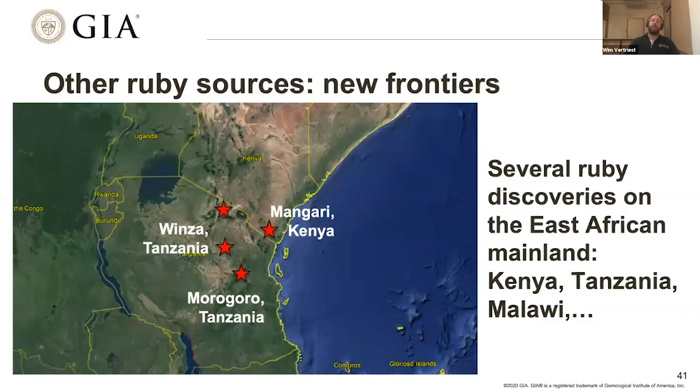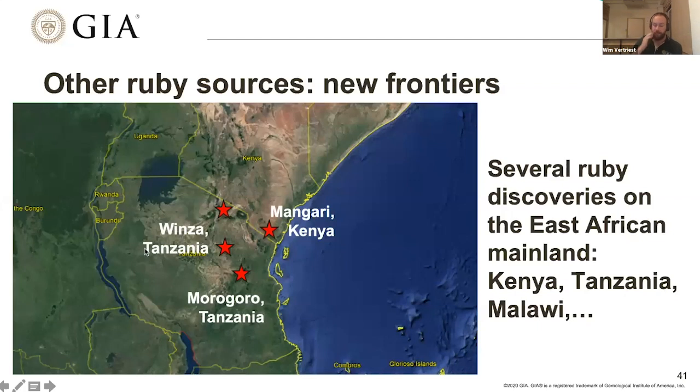If we look at other frontiers, the world is opening up in the last decades. And of course, in Africa, which is a main front for exploration, several ruby discoveries were made. I'm just going to highlight a few of them. Like the one here in the middle, the one that I didn't label, that is actually the Longido deposit that I discussed briefly before. And the three other deposits I want to highlight right now are Mangari in Kenya, Morogoro in Tanzania, and Windsor in Tanzania.